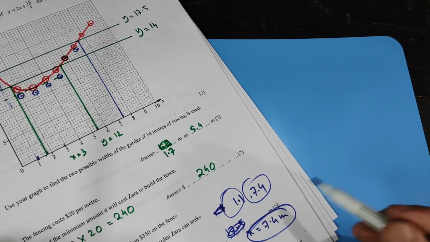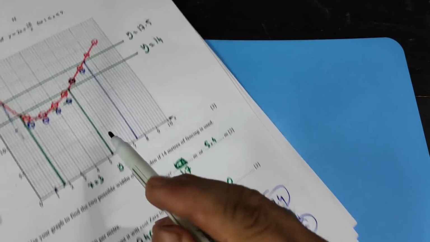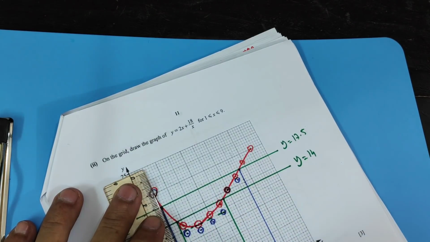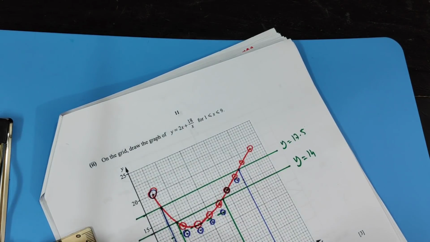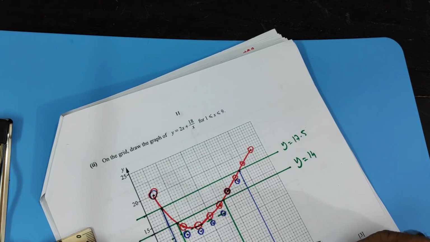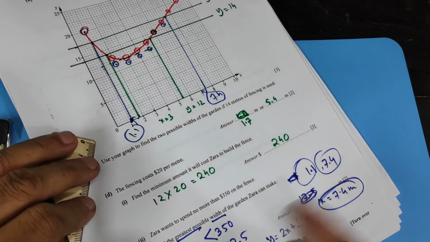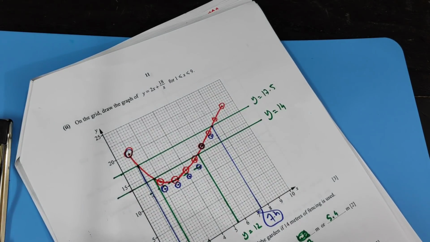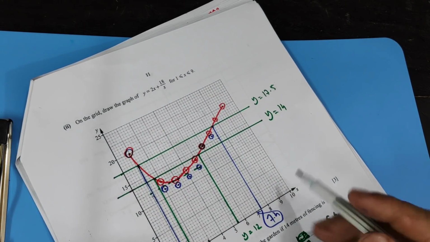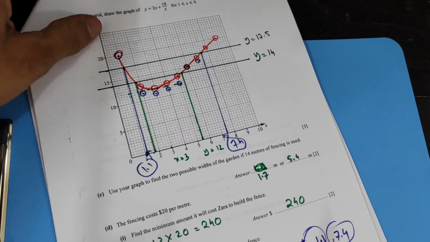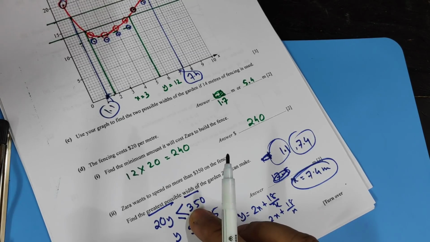That's the final answer, so you got two values. Let me just draw that line. You're supposed to have this line. One is 1.1, this value over here, and another one is 7.4, this value over here. Since the question says the greatest possible width, the greatest one is 7.4. When it's that, she is not going to be spending more than $350.